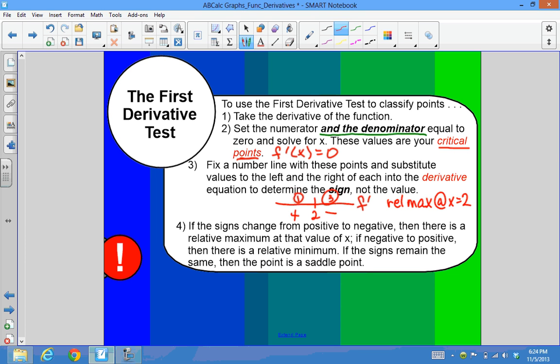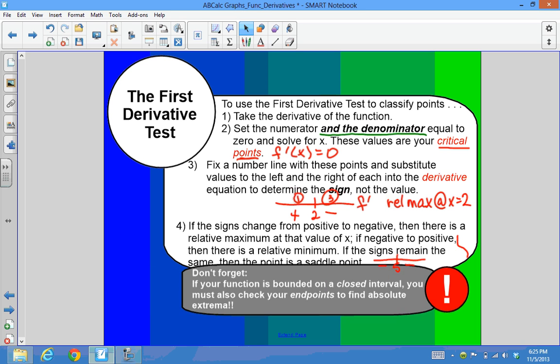Okay, and so we're worried about the signs on these. If the signs change from positive to negative, relative max. If negative to positive, relative min. If the signs remain the same, if I had put in a value of 5 and I get negative and negative on both sides of it, then what I know is that I have a saddle point and my graph is continuing to decrease all the way through that point. Okay, so pretty easy there, not a problem.